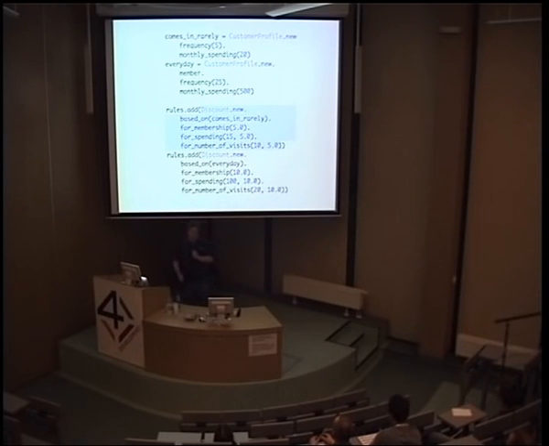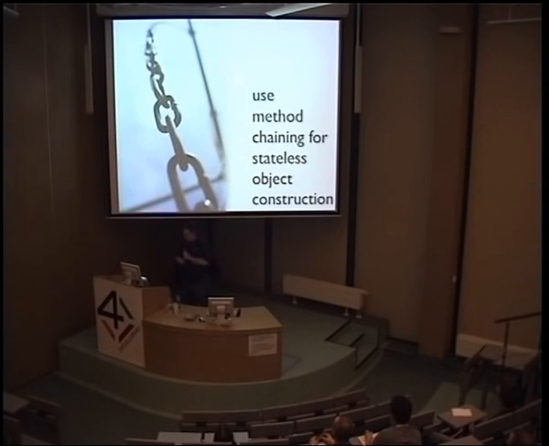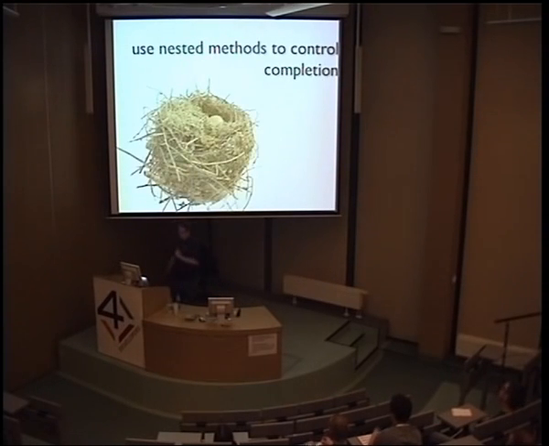And in fact, a general rule of thumb when creating this kind of Fluent interface is to use method chaining for stateless object construction. Notice that my profile and my discount were essentially stateless objects. In other words, it didn't really rely on a particular ordering of how you call the methods, and there was no specific ending criteria for those. You could pretty much do them in any order that you wanted to. And then use nested methods to control completion. Use nested methods to create a wrapper around things that you want a specific wrappered context for, for example, saving.